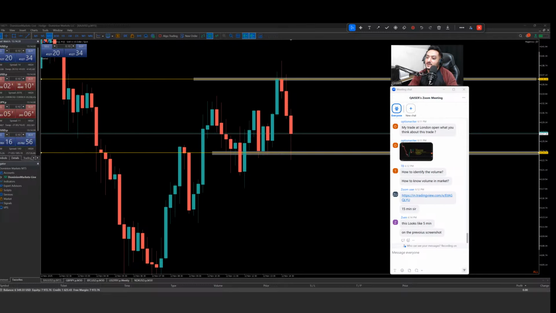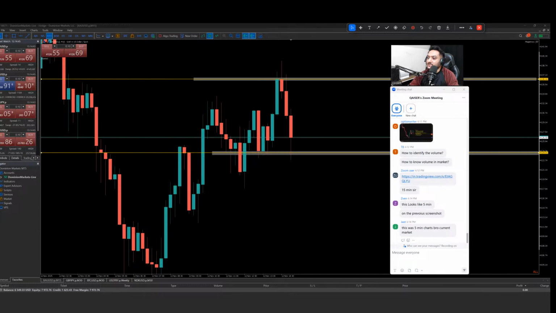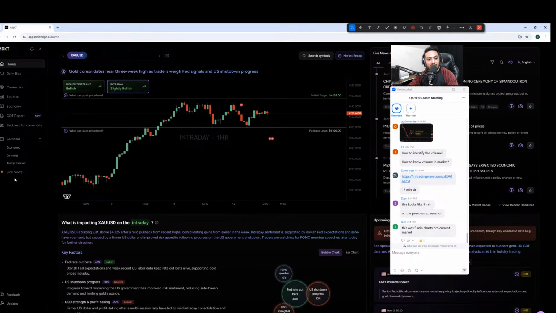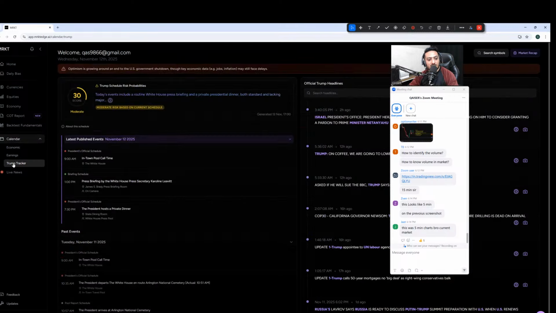Okay, Trump is live. Trump is live right now? Let me just see Market Edge AI. Trump tracker. In Market Edge AI, we're having a lot of options here. Let me show you. If you wanted to track Trump, here is the icon. Click here, it will tell you what is the schedule Trump is having. So there's no live right now.